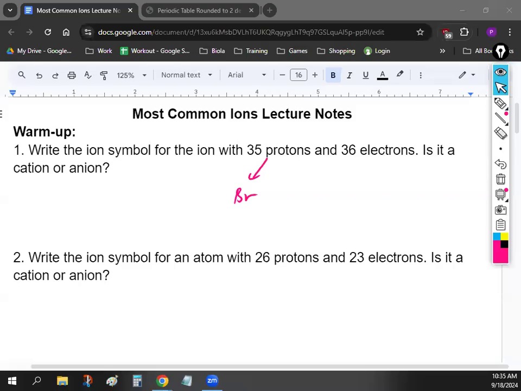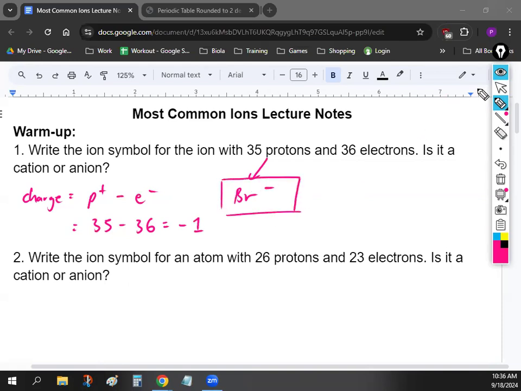All right, so again, protons tell you what element it is, and now we have to find the charge for the element. If you remember from the previous class, charge is equal to the protons minus the electrons. So we have 35 protons minus 36 electrons. That's going to give us -1. So the charge for bromine will be -1. So we just write the minus sign.